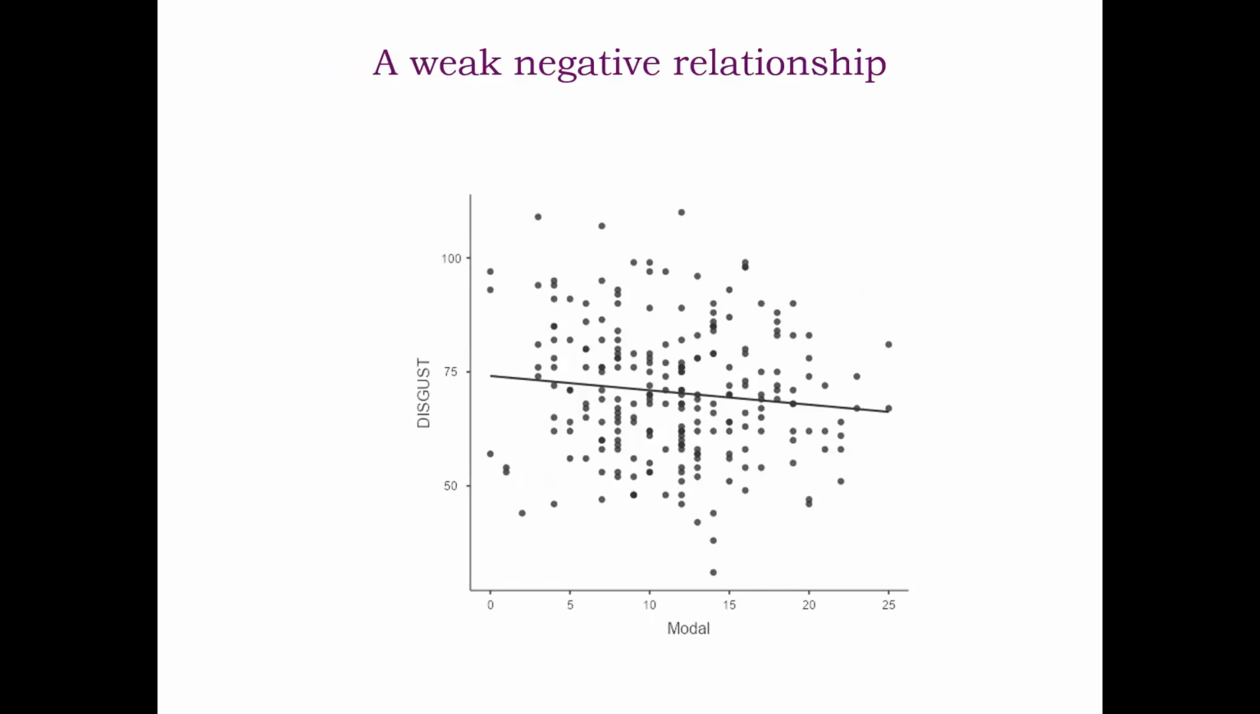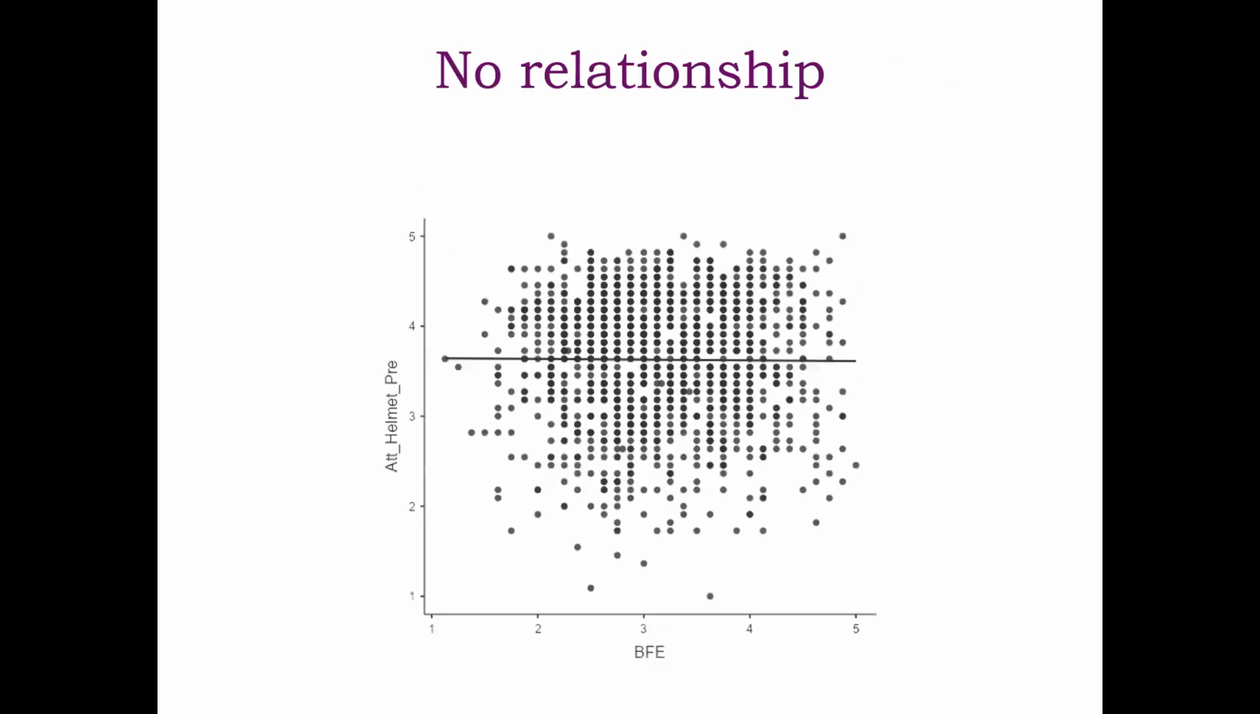Here we have an example of a weak negative relationship. Negative because the higher the scores in x, which is modal possibility, I won't go into that now, the lower the scores in discuss sensitivity, right? That negative downward slope. And we can see that for each value of x, we have quite a range of values of y, even though it tends to be negative. Now, if it's a straight, flat line, there's no relationship at all.